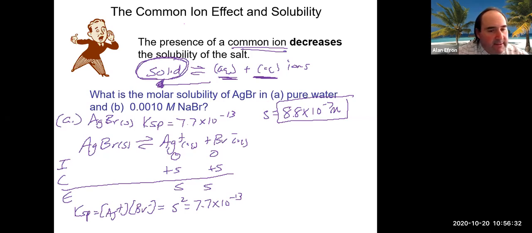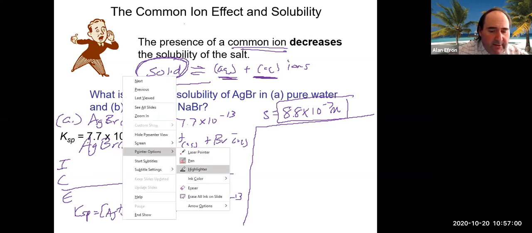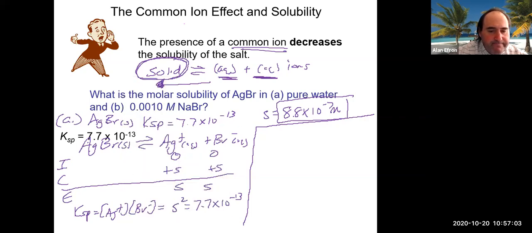Any questions on that calculation? That's exactly similar to what we did in the earlier calculation. So what happens when we put our silver bromide not in water, but into 0.001 sodium bromide? When we do that, sodium bromide is going to break apart into sodium ions and bromide ions.